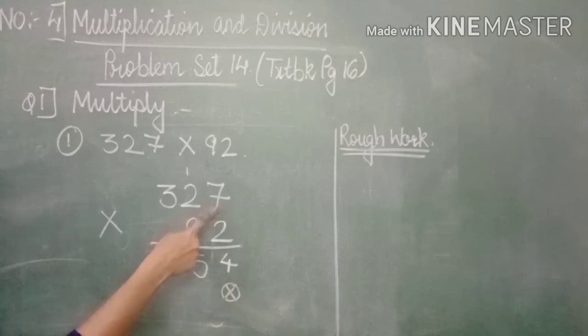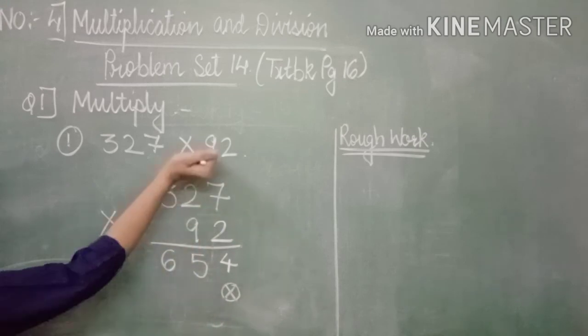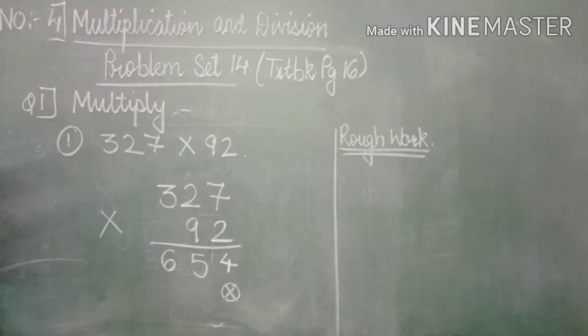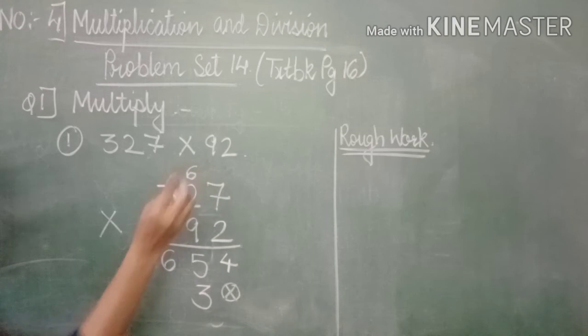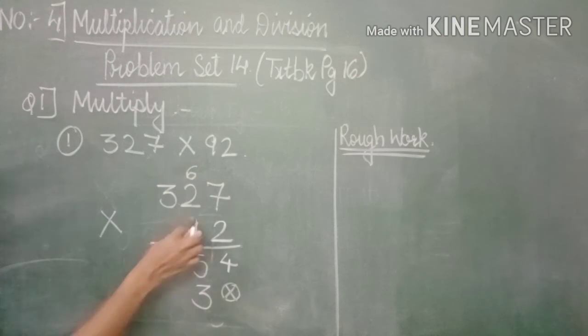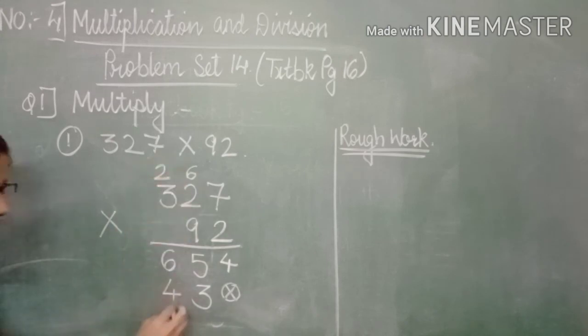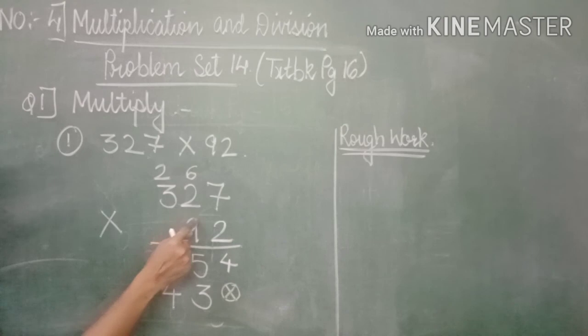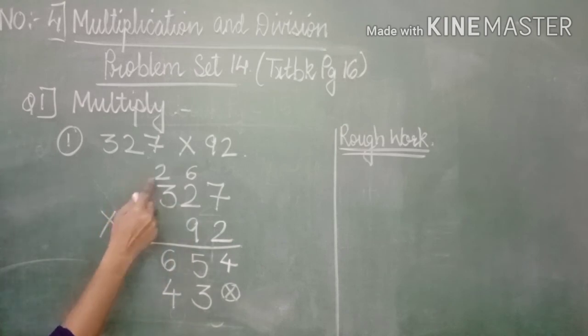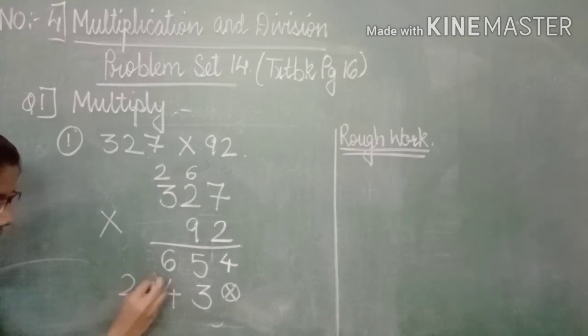9 sevens are 63. Now this 63, where are you going to write? You are going to write 3 down and 6 has to be carried up. 9 twos are 18 plus 6 becomes 24. So 2 will be carried up, 4 will be written down. 9 threes are 27. 27 plus 2 becomes 29.